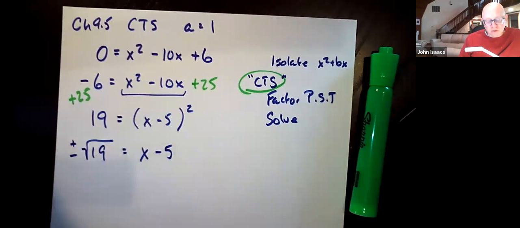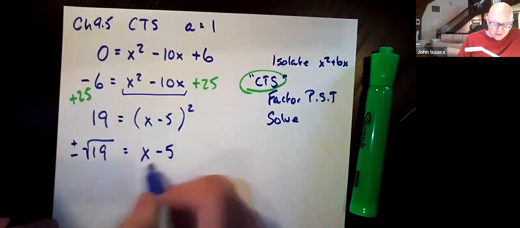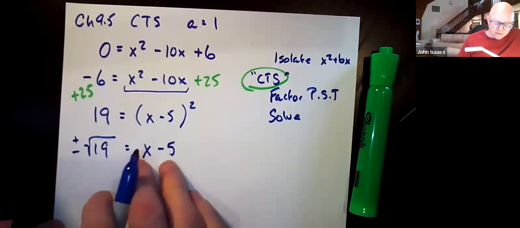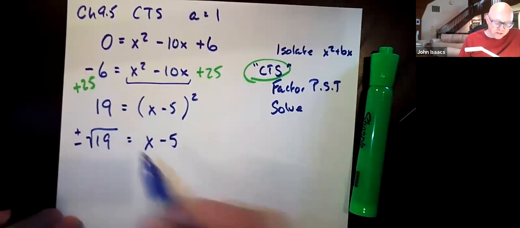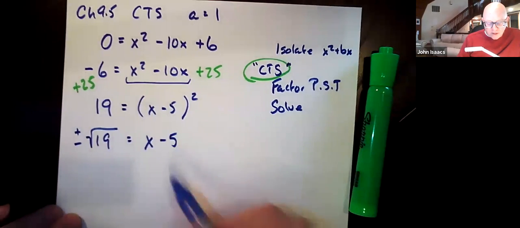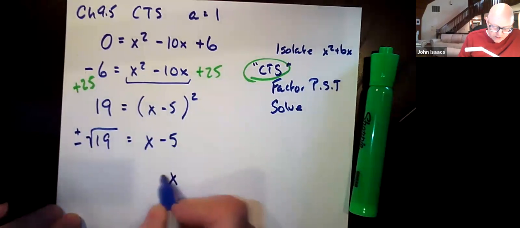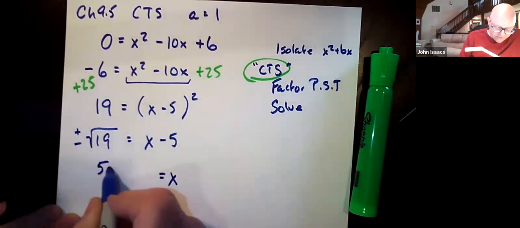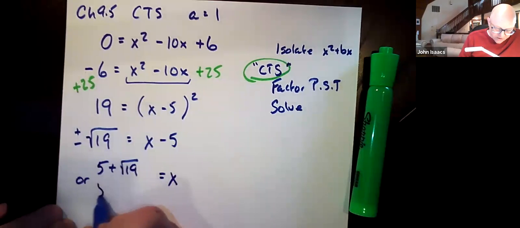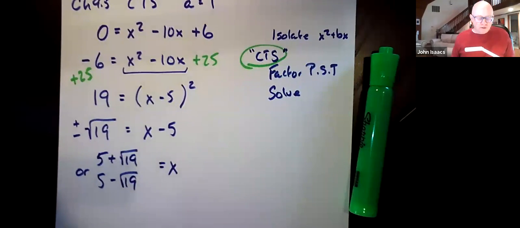So we have the square root of 19, which of course is not a pretty number, equals x minus 5. When we take the square root of both sides, we always wind up with plus or minus. That's really because this winds up an absolute value, but we forget about that very quickly, and we have to take plus or minus. Then we have to add the 5. So we wind up with x equals 5 plus root 19, or 5 minus root 19. And we've solved our equation.